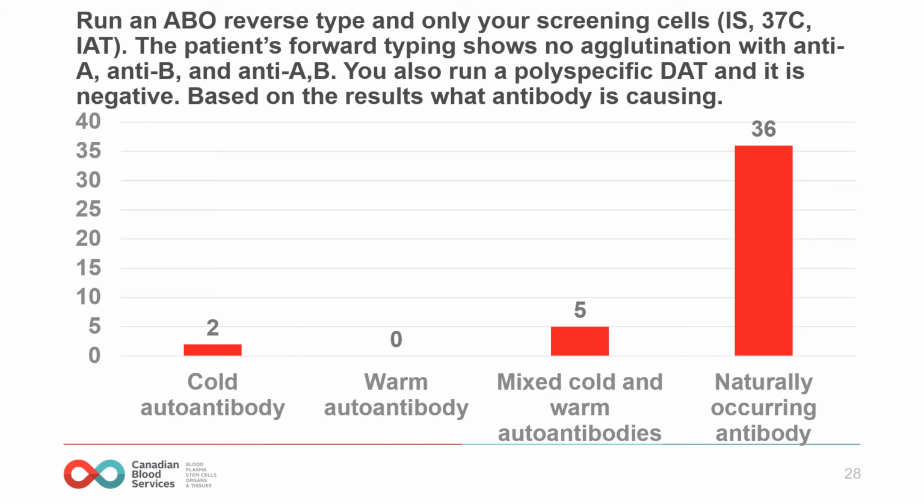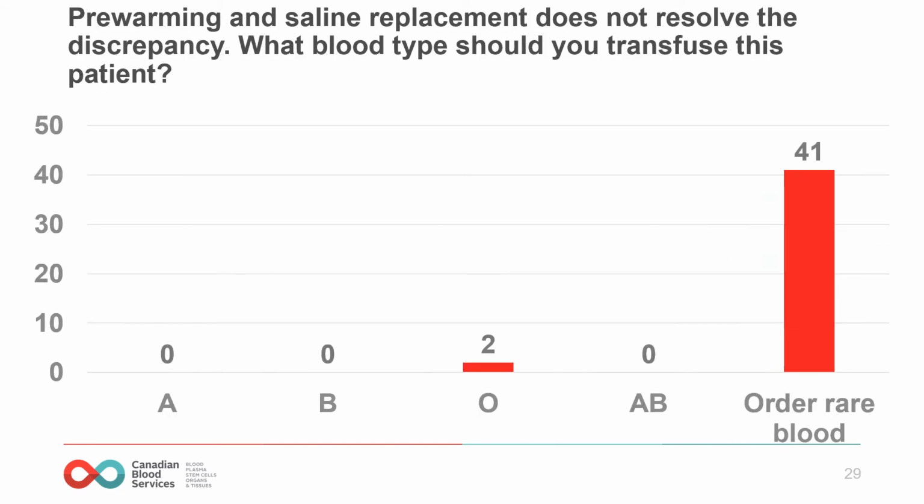So based on these results, we asked you what your initial thoughts were. We gave you the option of a cold autoantibody, which 2 people answered, warm auto, none, mixed warm and cold, we have 5, and then naturally occurring antibody. And as many of you are starting to think now, just having these multiple choice answers kind of gives you a hint of what you're looking for, and 36 people were able to start thinking about what it may have been. So now we tell you pre-warming and saline replacement do not resolve the discrepancy. So we ask you, what type of blood should you transfuse this patient?